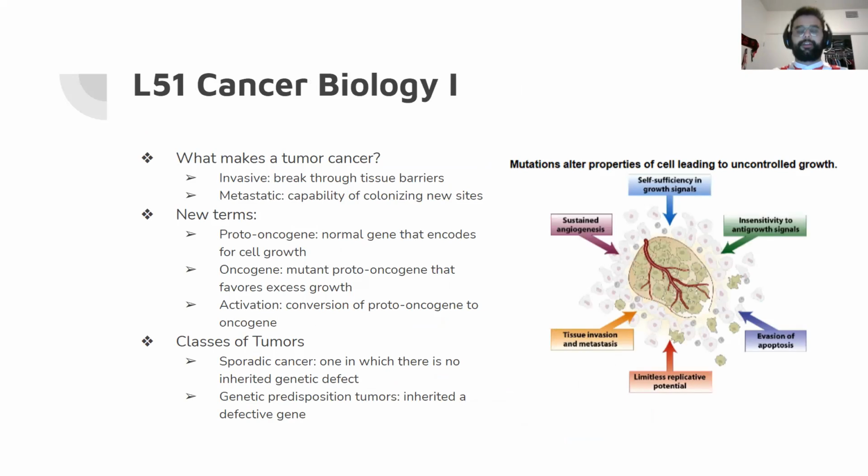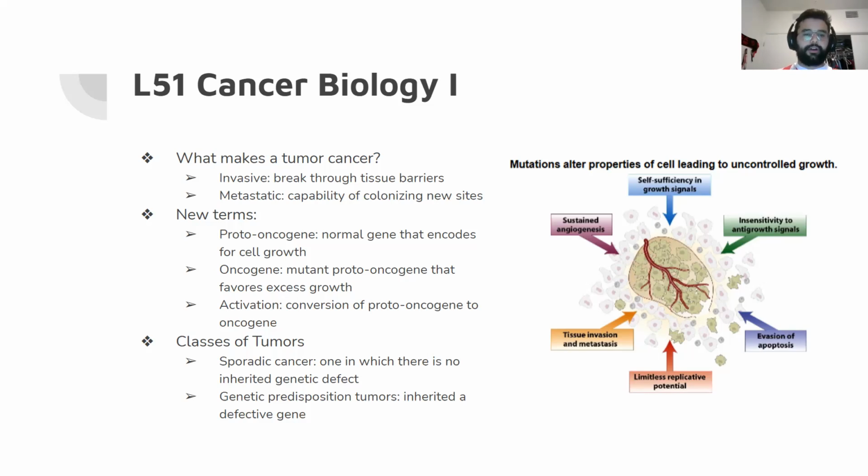So now that we talked about our cell cycle, now we're going to talk about our cancer biology. What makes a tumor cancerous? It has to be both invasive, so it can break through other tissues, and metastatic, which is being able to colonize new sites of our bodies. These are some of the new terms we're going to be talking about.